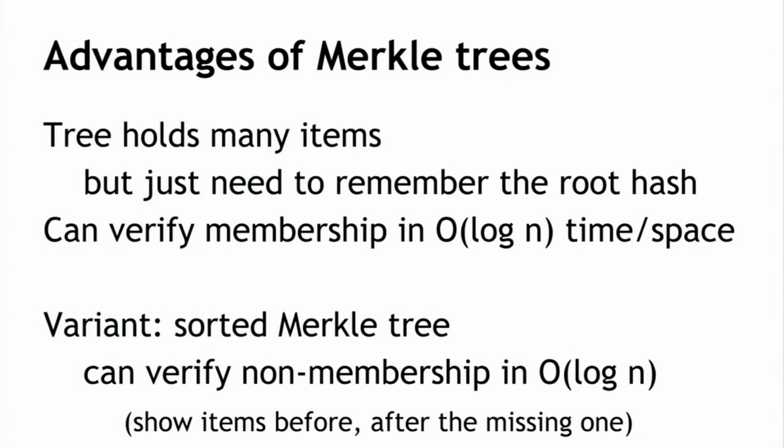And the way we do that is simply by showing a path to the item that's just before where that item would be and just after where it would be. And then we can say, look, both of these items are in the Merkle tree, they're consecutive, and therefore there's no space in between them. There's nothing in between them, and so the thing that we're trying to prove non-membership of can't be there. All right, so a Merkle tree is a binary search tree built with hash pointers.